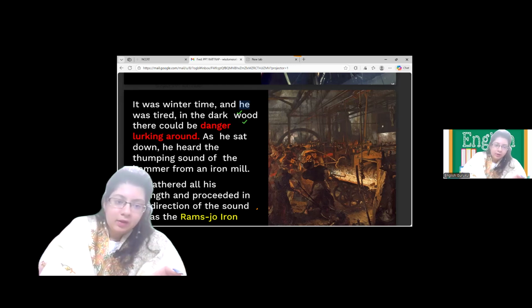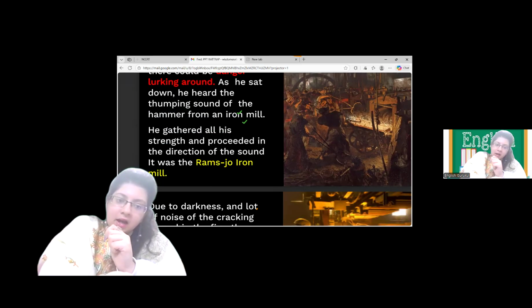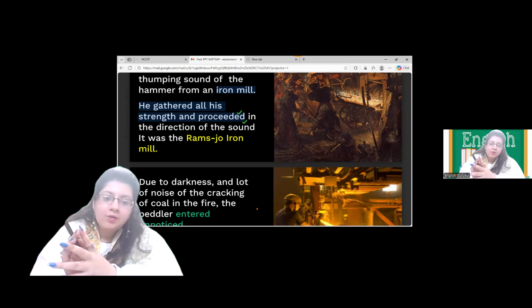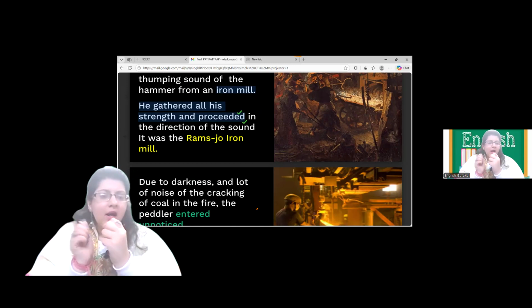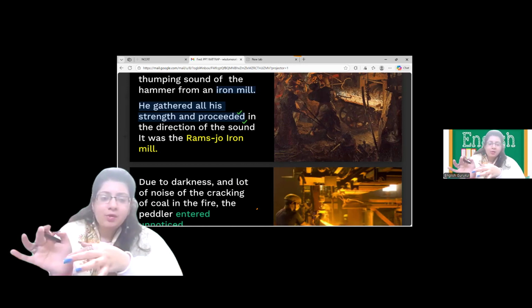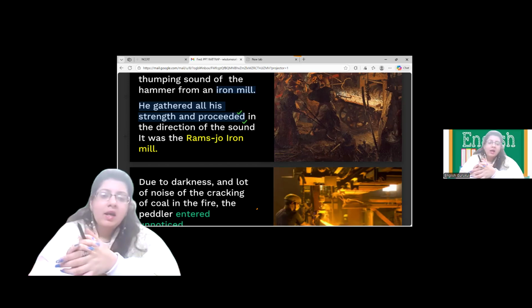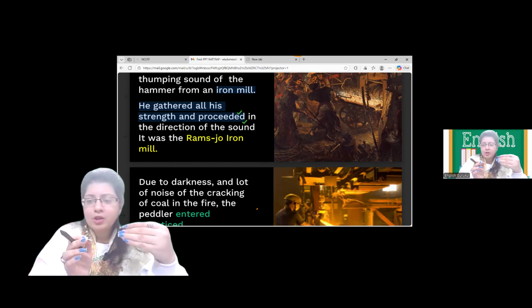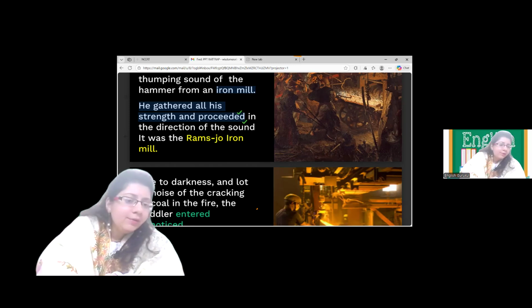So as he sat down, he heard the thumping sound of the hammer from an iron mill. He gathered all his strength and proceeded in the direction of the sound. It was the Ramsgate iron mill. He started walking in the direction from which he could hear that thumping sound, and he soon discovered that it was the Ramsgate iron mill.